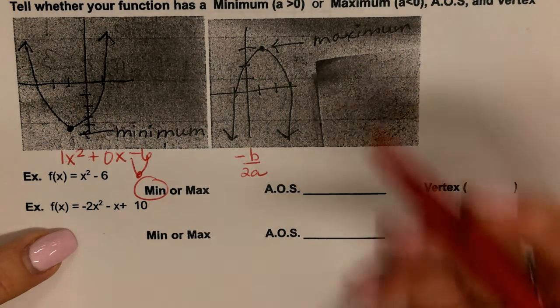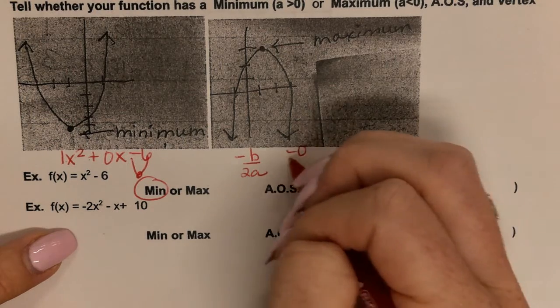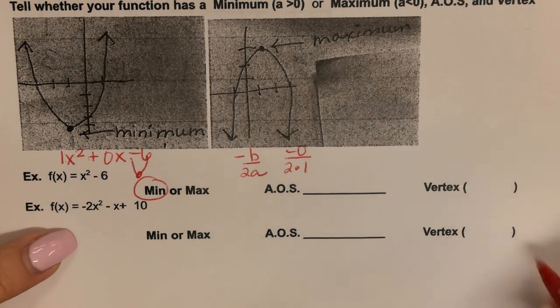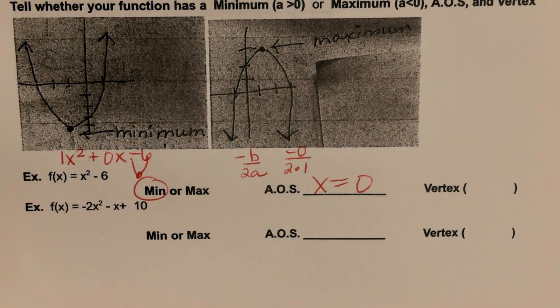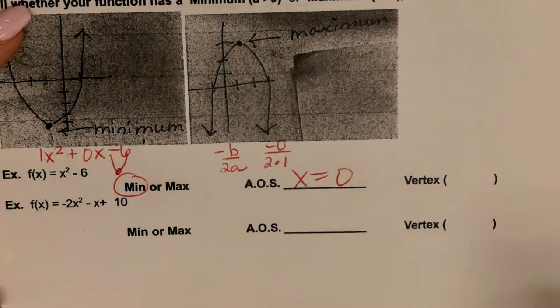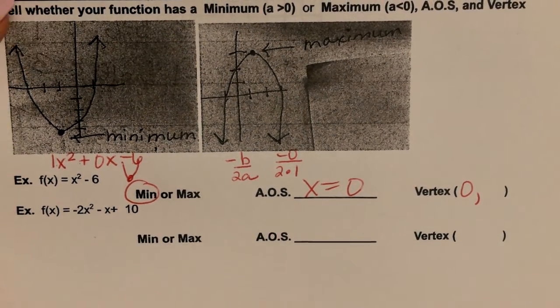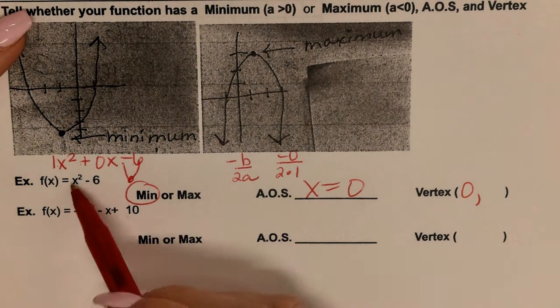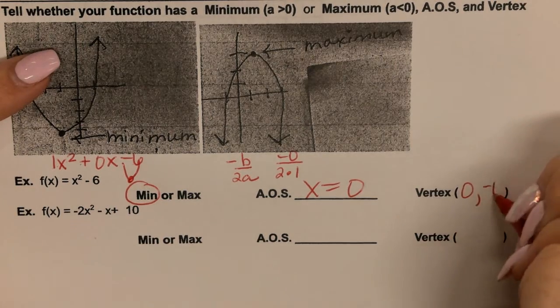So negative b would just be negative 0, which there's no such thing as a negative 0, but I can write it, over 2 times 1. Well, what's 0 divided by anything? 0. So my axis of symmetry is x equals 0, because it's passing through that axis. So the vertex, the x value is going to be 0. And to solve for y, simply plug it in. What's 0 squared? What's 0 minus 6? Negative 6.